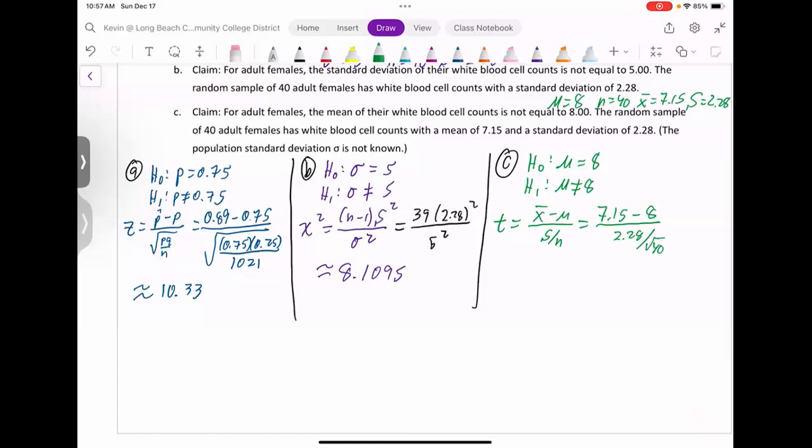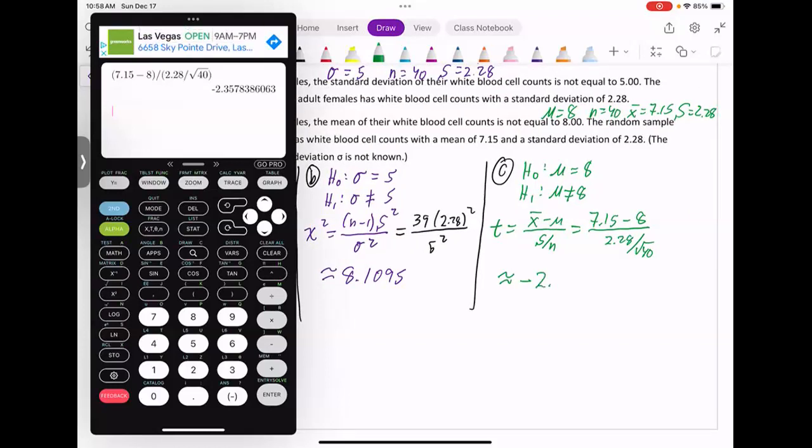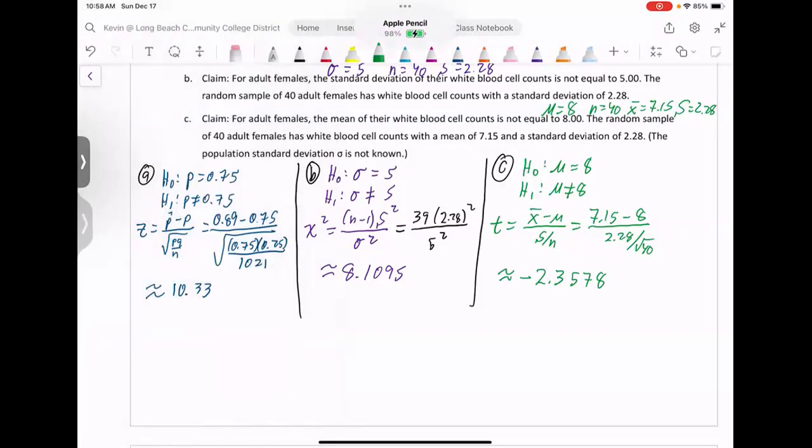Now I want to be really careful with my calculator here. I'm going to use parentheses, 7.15 minus 8, close parentheses, make sure you close your parentheses, divided by parentheses, 2.28 divided by the square root of 40. And you'll notice our t value is negative, and that is fine. There is our test statistic.